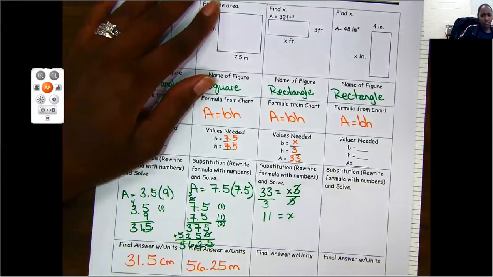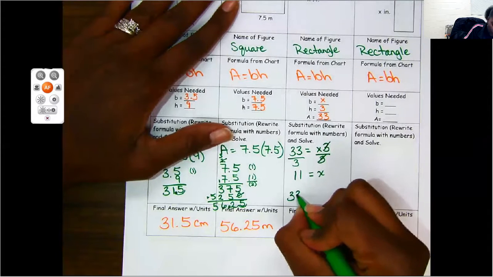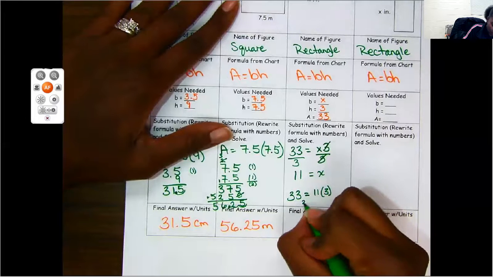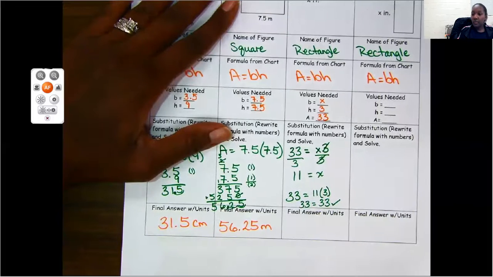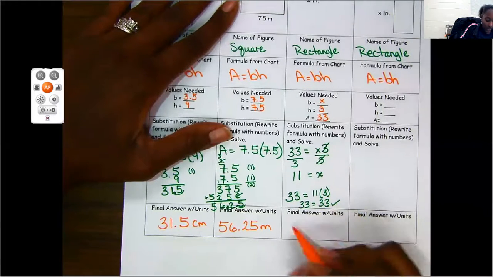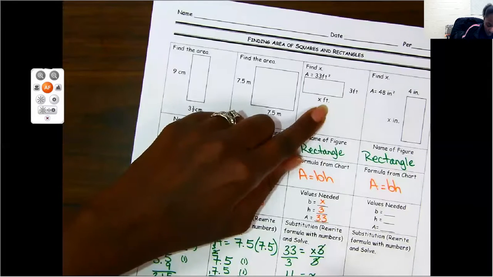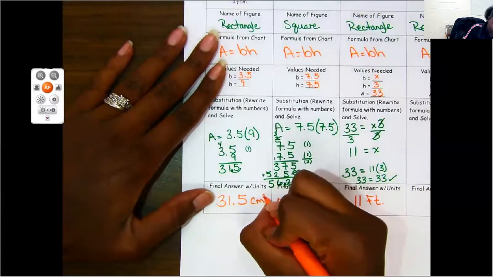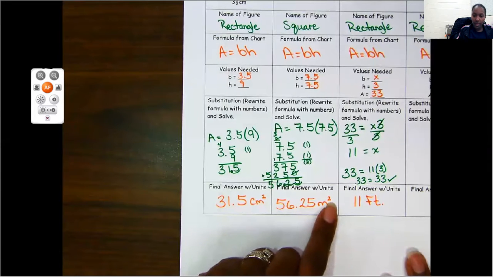Can we check that? We can. So I'm going to put 33 equals 11 times 3. 33 equals 11 times 3 is 33. So I got that correct. Now our final answer, because we were looking for the base, I'm going to put 11 feet. And Miss Likes made an uh-oh. Let me go back here. Whenever we're finding the area, it's always squared, okay? When you're looking for the area, it's squared, okay?